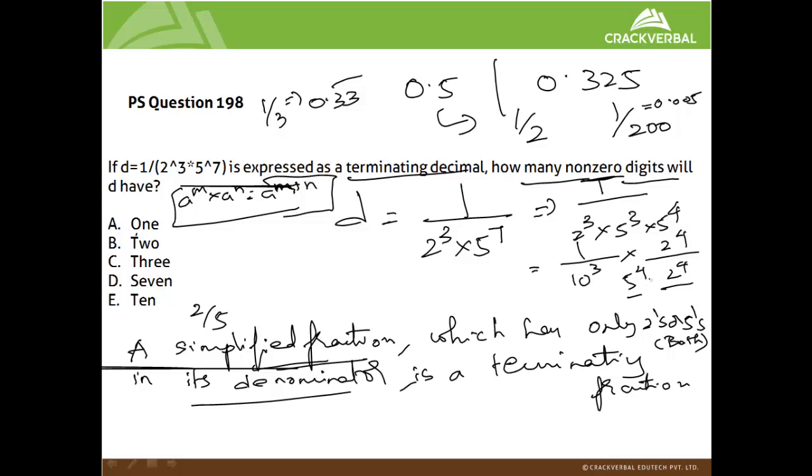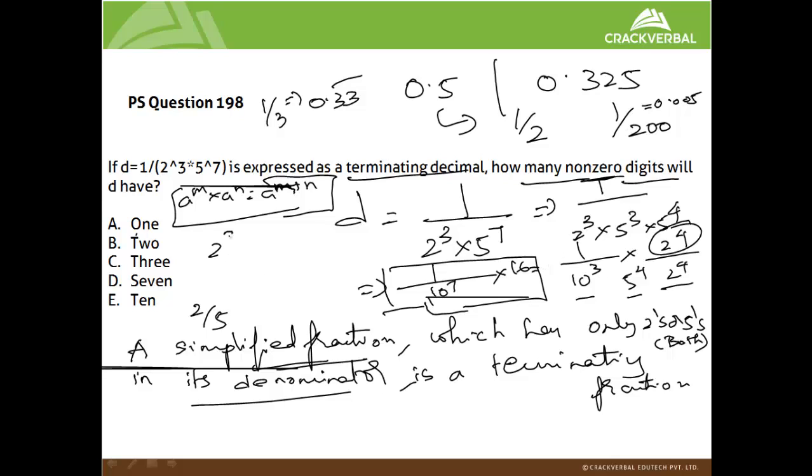5 power 4 we have, so 5 power 4 into 2 power 4 will make us 10 power 4. 10 power 4 into 10 power 3 is 10 power 7, right? So we have 10 power 7 in the denominator, and in the numerator we have 2 power 4. 2 power 4 we all know, it's very simple. 2 power 4 is 16, right? 4 square, or 2 square into 2 square, is nothing but 16.